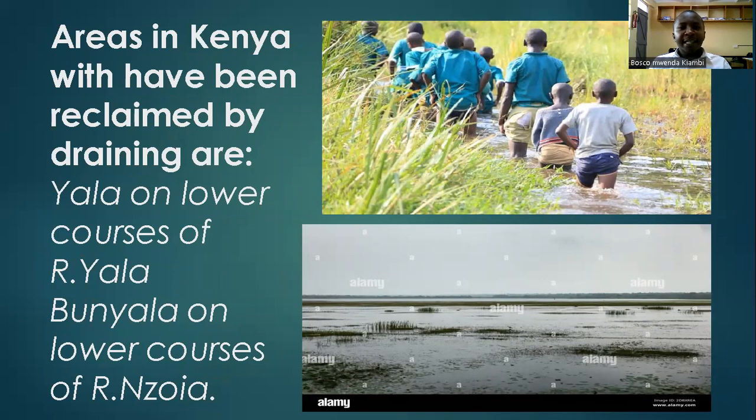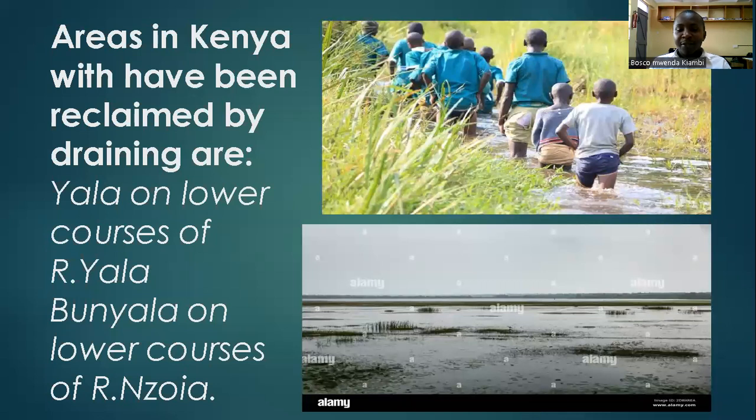Among the areas in Kenya that have been reclaimed by draining, we have Ribayala. When you look at that photograph, you can see that this is Ribayala, and those are school-going kids. But in some of the areas where they are passing through the swamps, they are completely waterlogged. There is a lot of water in it.